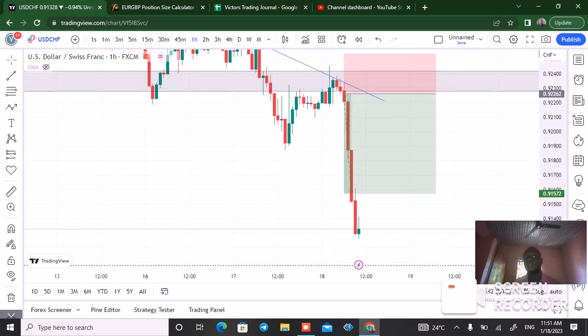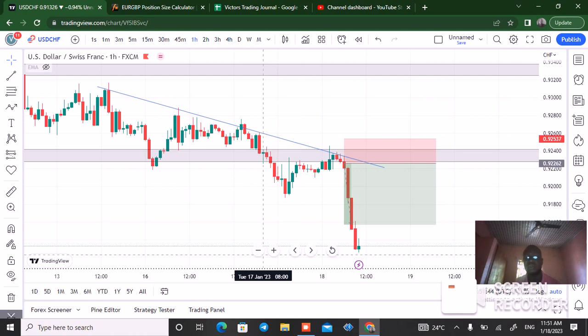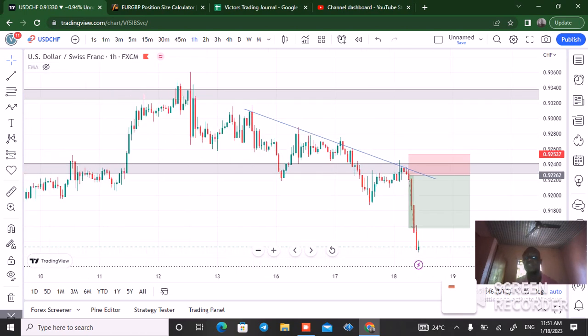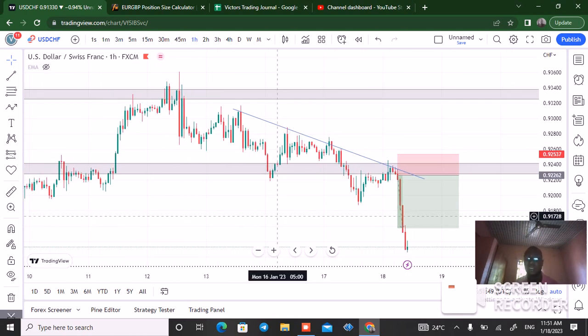So to recap very easily, the first thing I look out for is the trend. The second thing I look out for are my areas of support and resistance, which are my areas of interest. And the third thing I look out for is my entry signal. Now these are the compulsory confluences I must get before I enter any trade.